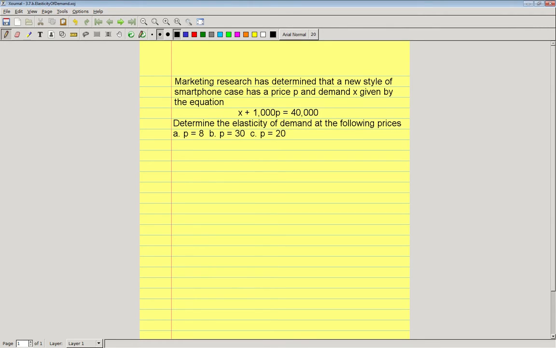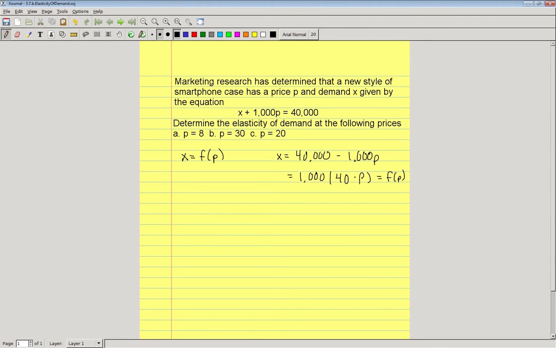Now, to get started, the first thing that we have to do is write our price-demand equation as a function of P. So we're going to start by subtracting 1,000P from both sides of the equation. And then we see that a factor of 1,000 can be pulled out from both of our terms, which leaves us with 1,000 times the quantity 40 minus P, and we now have our expression as a function of P.